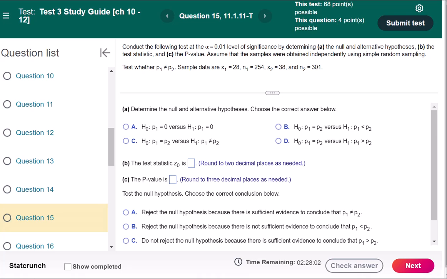Number 15, conduct the following test at alpha equal 1% by determining null, alternative, test statistic, p-value. Assume the samples were obtained independently using simple random sampling. So we need to test that p1 is not equal to p2. When you have two proportions, this is a two proportion z-test, and he's given us the values. So for the null will be p1 equal to p2, the equal sign always, and H1 will be p1 not equal to p2.